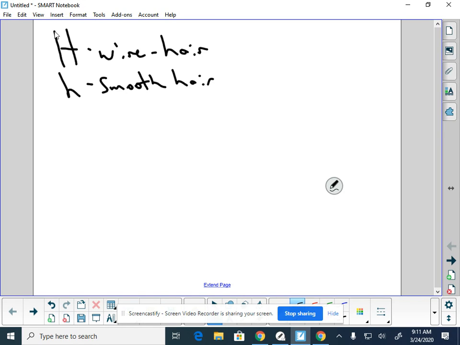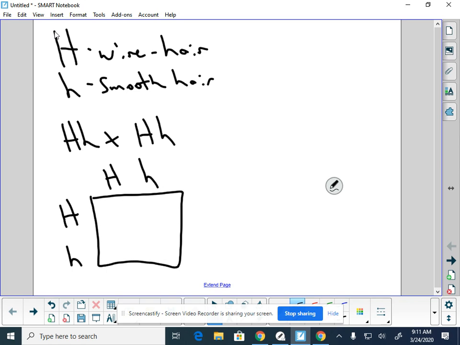Two heterozygous wire-haired dogs were crossed. Two heterozygous, so big H, little h, times big H, little h, those were crossed. So we've got to do our Punnett square for this. Set it up real fast. There's our Punnett square for the first one.